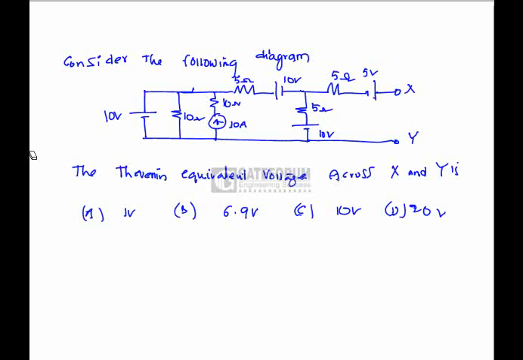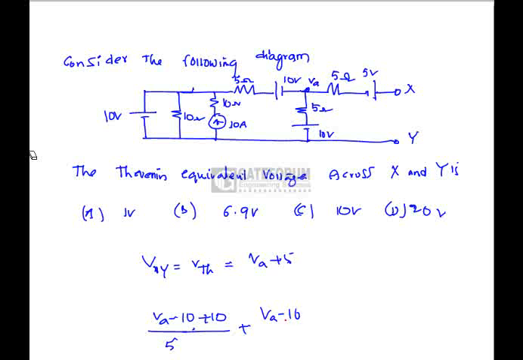Insert the following diagram. Thevenin's voltage across VXY is, suppose if we indicate this as VA, VXY is nothing but VThevenin, which is nothing but VA plus 5. Here we can get it as (VA minus 10) plus 10 divided by 5, plus (VA minus 10) by 5 equals 0.